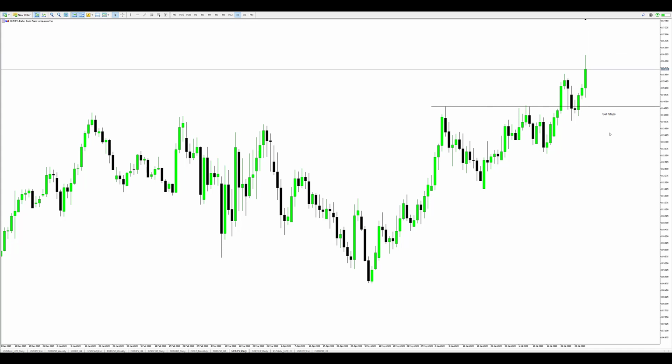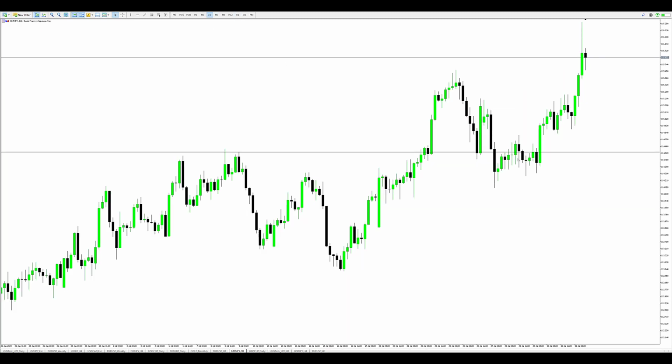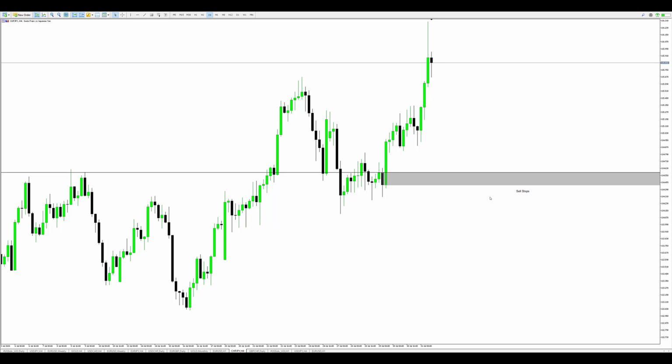So expect price to retest that level, and once it does, you can see already on a lower time frame we've got a demand zone here. And then we've got our bearish order block on H4. Let me put it all the way to 2021. This is our bearish order block, so that when price comes back into this range, you are anticipating long trades.